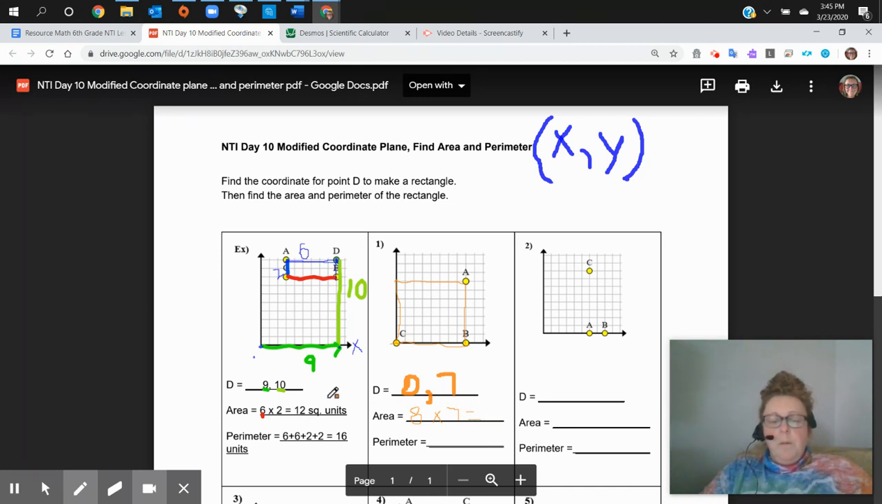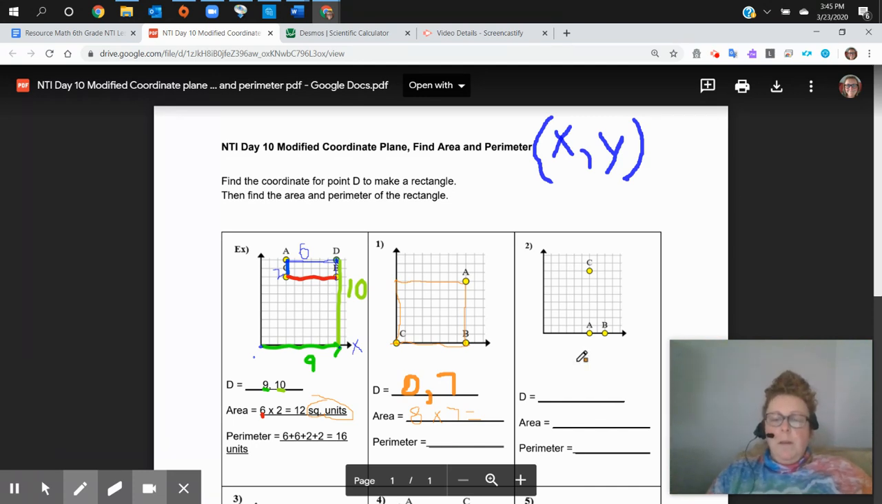Make sure that you put your units on it like they did here. Square units, what you need to have there for area. And then perimeter, you're going to do what they did here. You're going to count all the way around. 8, 7, plus 8, plus 7. And you're going to find the perimeter. Okay. Go ahead and try the rest of them on your own.